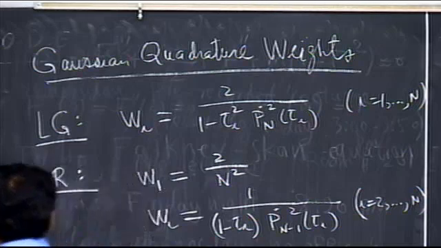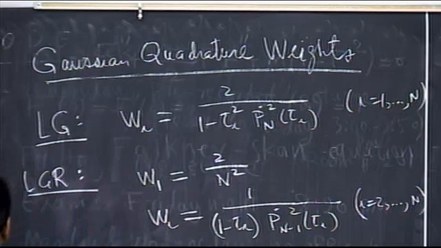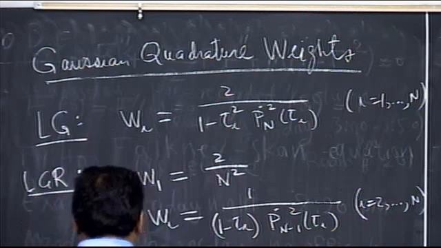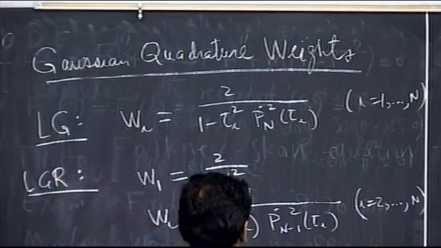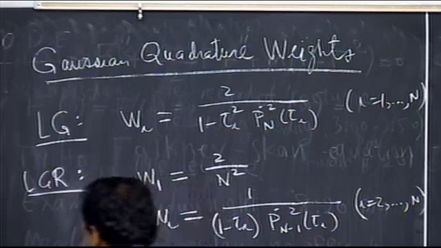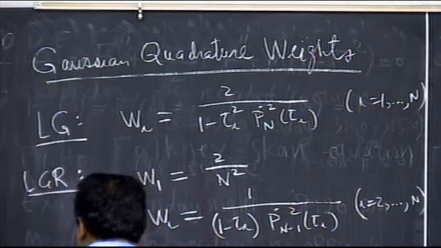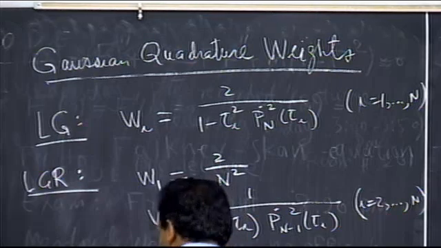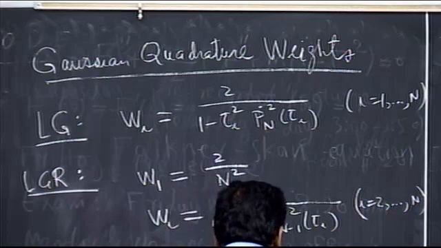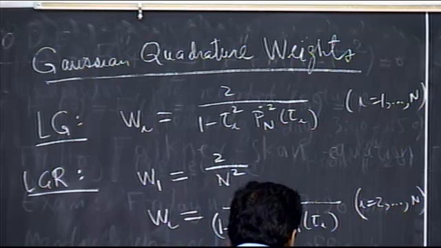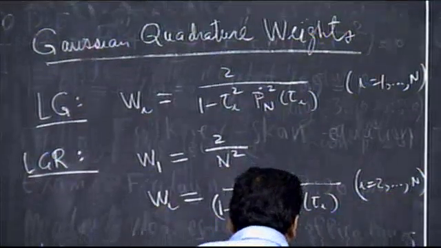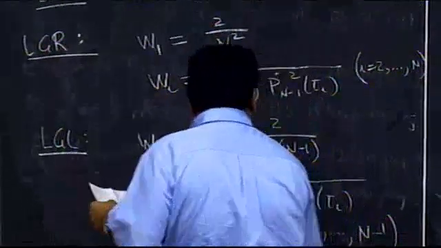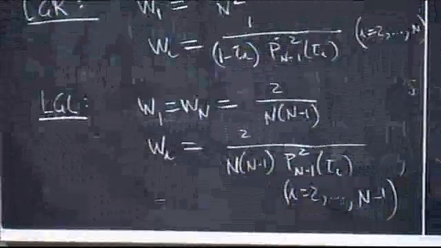And then the last one is LGL, which is W1 is equal to Wn, which is equal to 2 over n times n minus 1, and Wi is equal to 2 over n times n minus 1 times P n minus 1 of tau I squared. And this is I equals 2 to n minus 1. Chalk sucks.